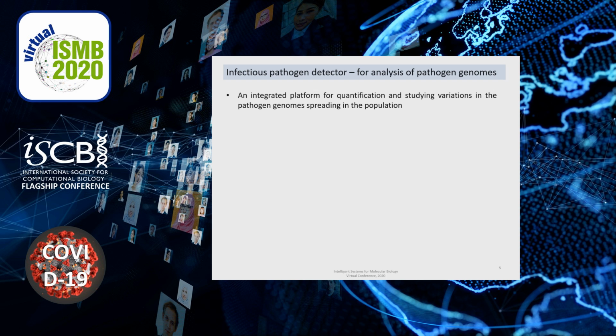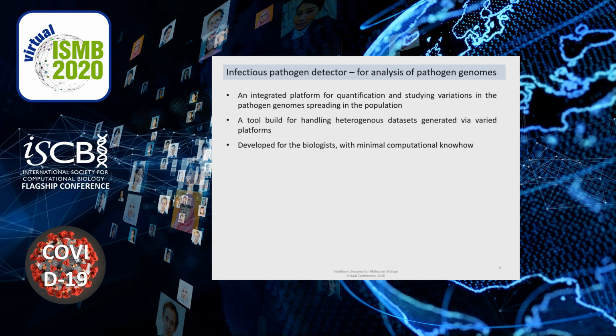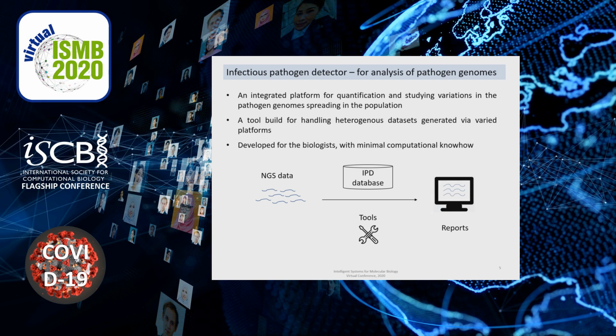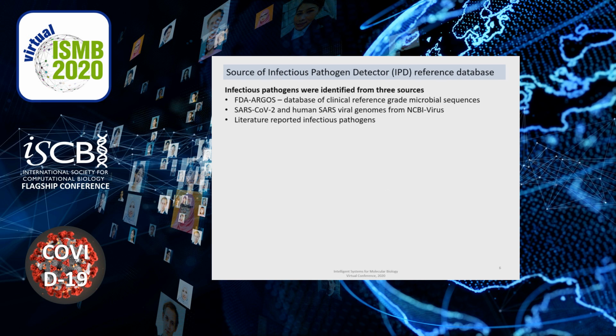IPD that we call is an integrated platform for quantification and variant analysis. It is a tool based to handle heterogeneous data, that is long and short read data both. It is developed mainly for the biologists with minimal computational know-how. So the NGS data is churned through the tools by using our custom databases at the backend, and it generates a user-friendly report for the biologists who will be working on the NGS data.